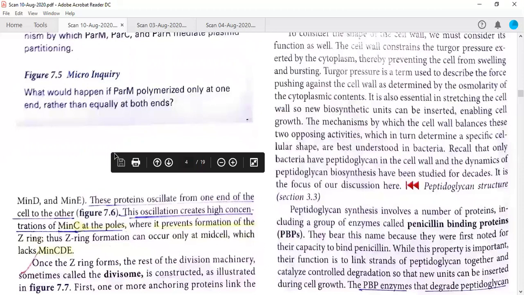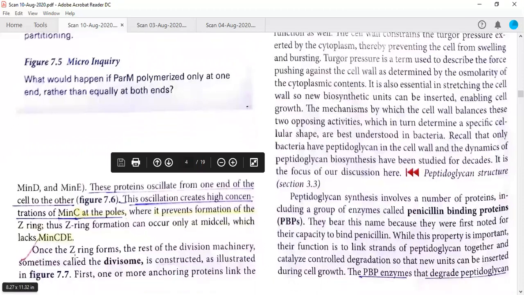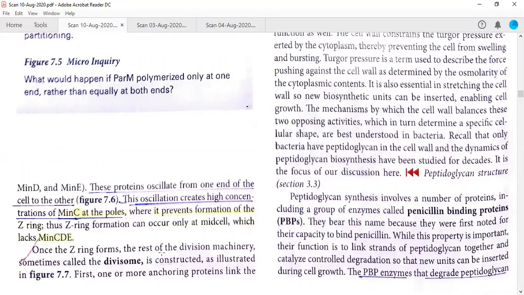Okay, so one more piece of information is here. Once the Z ring forms, the rest of the division machinery is sometimes called the divisome. So if someone asks you what the divisome is, it is the division machinery with the help of which bacteria are able to divide. And now you are familiar that there are some proteins which are homologous to either actin, tubulin, or intermediate filaments. So this machinery called the divisome is constructed as shown in the above diagrams.